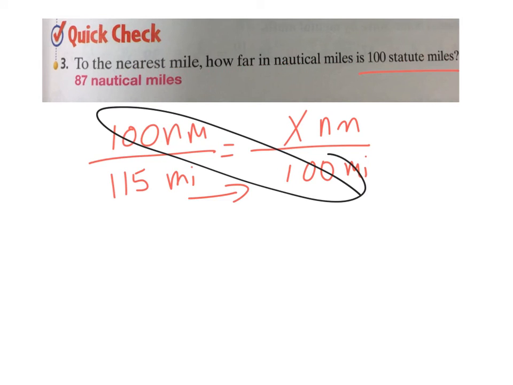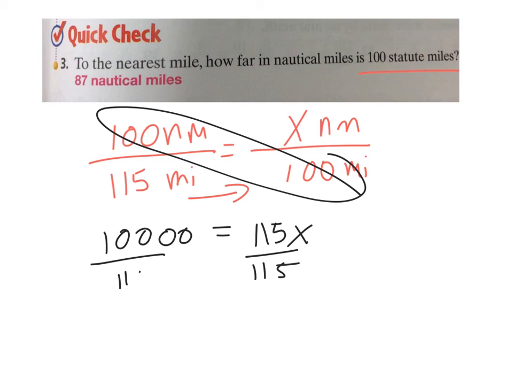So here we're going to have 100 times 100, so 10000 equals 115x. Divide off that 115, and we find that x is 86.9, and so that rounds to about 87 nautical miles.